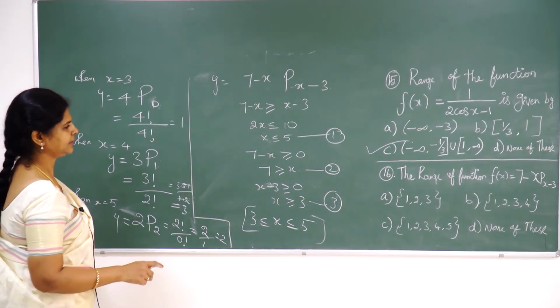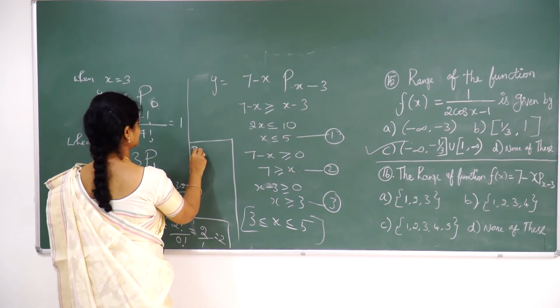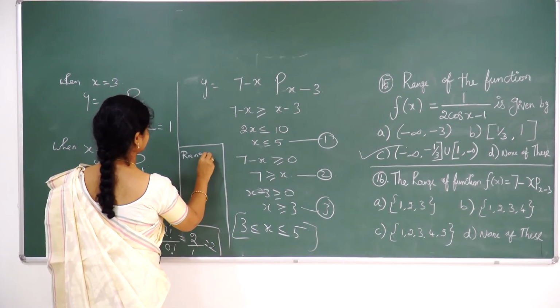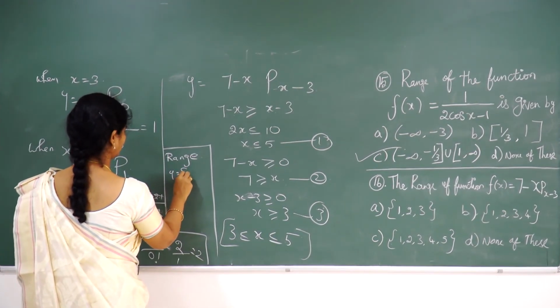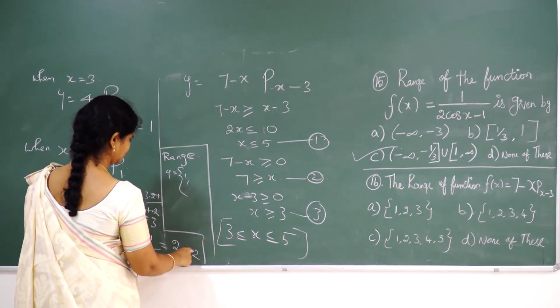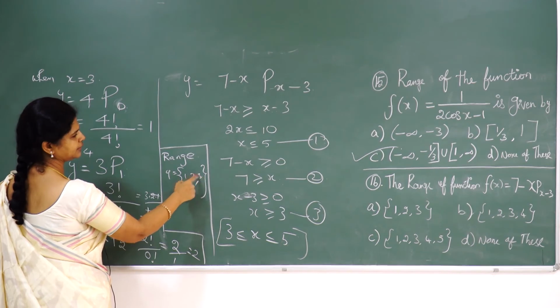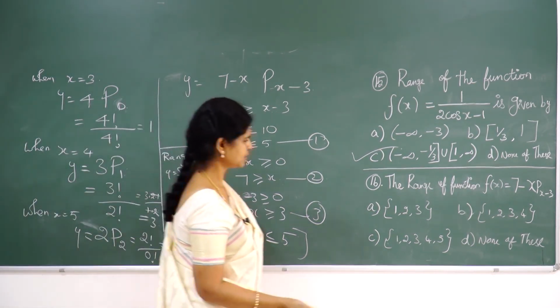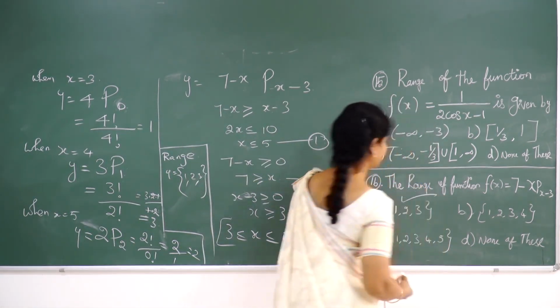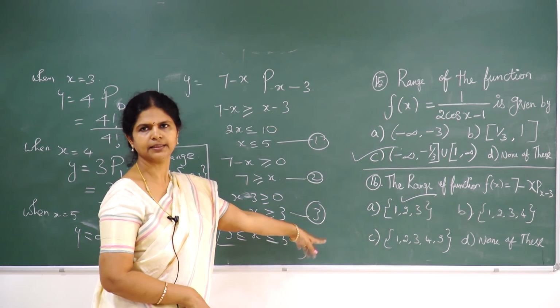So finally the range is given by, so write the range, that is y equal to, what are the values? The set 1, 2, 3. So in the set you get 3 values, 1, 2, 3. So option A is the correct answer. So the range of the function is 1, 2, 3, and that is the correct answer.